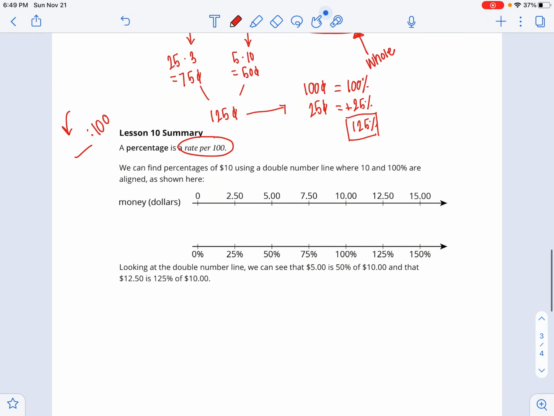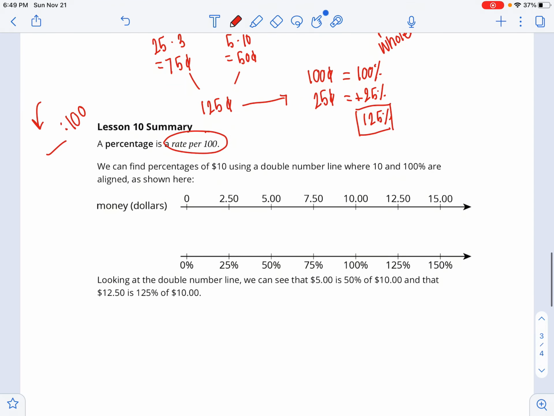The double number line is an easy way to see this, right? If we wanted to find percentages of $10, if 10 was our whole, using a double number line where 100% was $10, we would simply split up our double number line accordingly. So for example, we can see that $5 is 50% of $10, and that $12.50 is 125% of $10, just based on what we see in the double number line here.